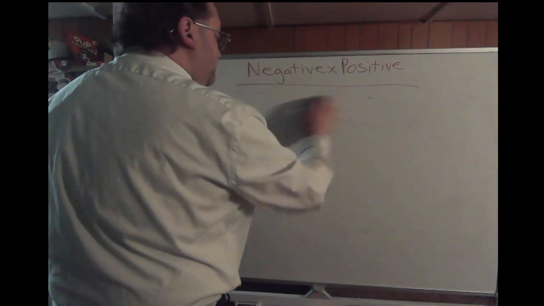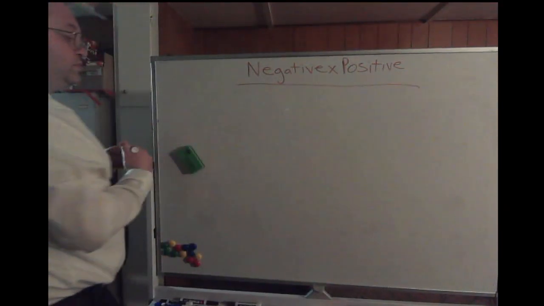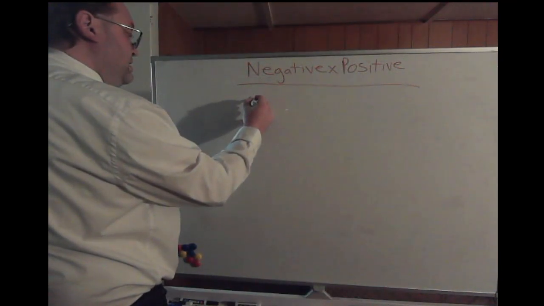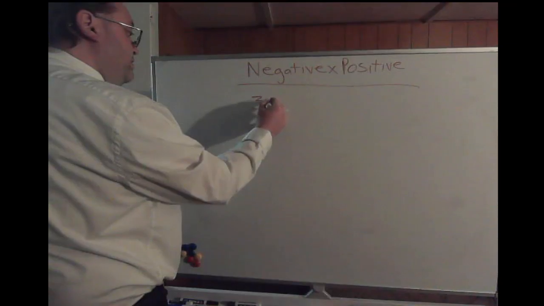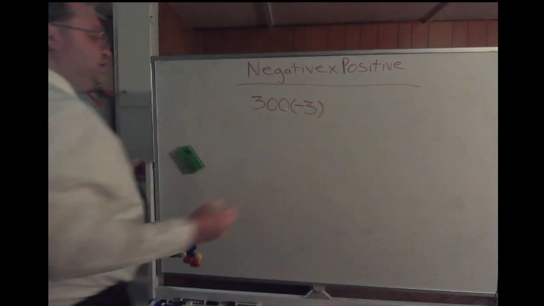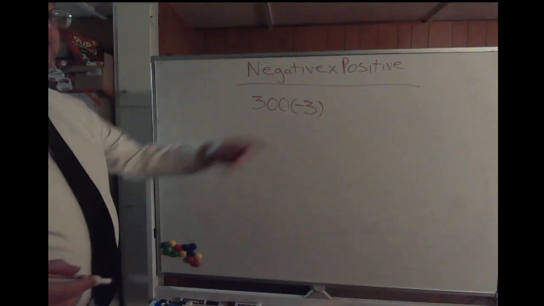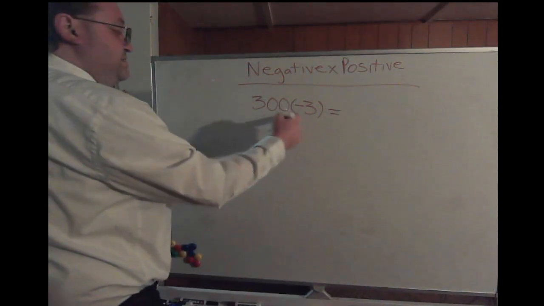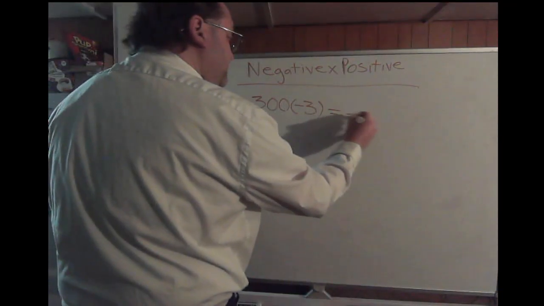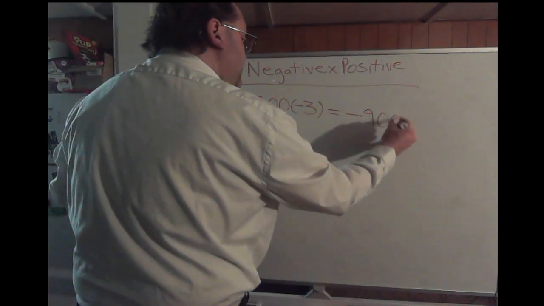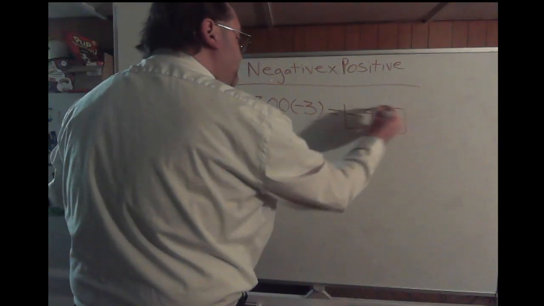And then I'll do one more here. Let's see, then we'll do 300 times negative 3. Well, a positive number times a negative number makes it negative, and 300 times 3, well, that's 900. So the answer we would get is negative 900.